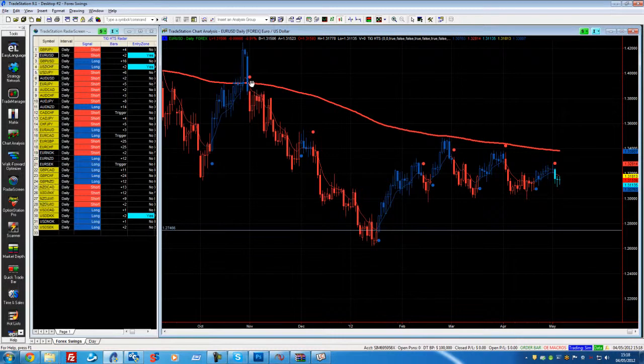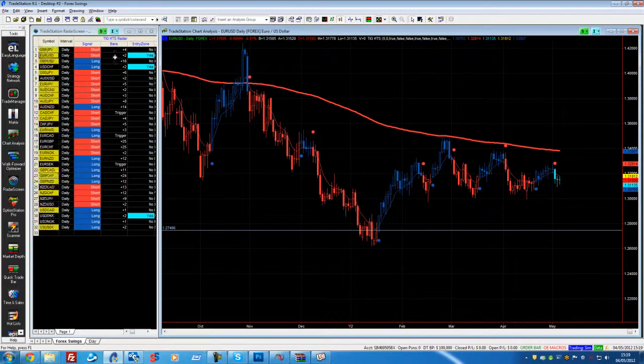Here, below resistance, we had this short. Around here, we would have got our entry zone, where it would have gone cyan. And we just short the markets, get out when they're blue, get back in when they're red. And that's all you really have to do with the home trading system.